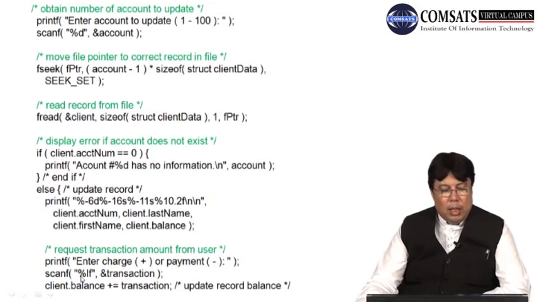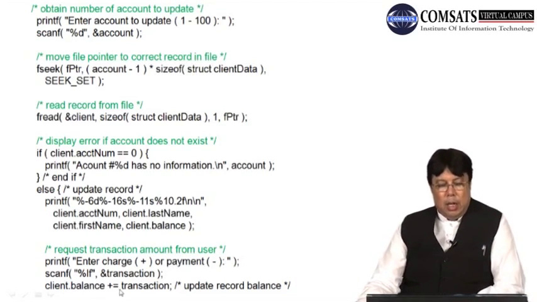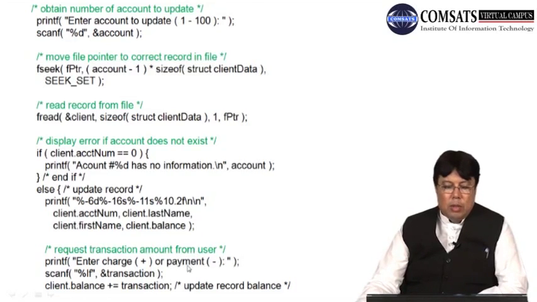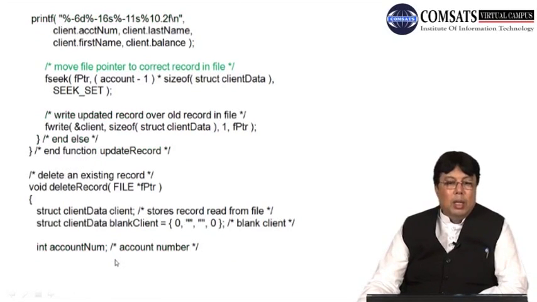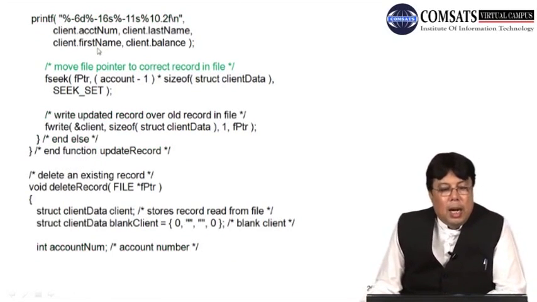Then you can just read out this transaction payment, and then client.balance is plus, which means you will update this transaction. Client.balance is equal to client.balance plus transaction. So whatever the transaction is, it will update it. And now you need to update the account also. So the client account is printed on the screen like this, and then fseek the pointer here again, and then fwrite, once again you are just writing it.